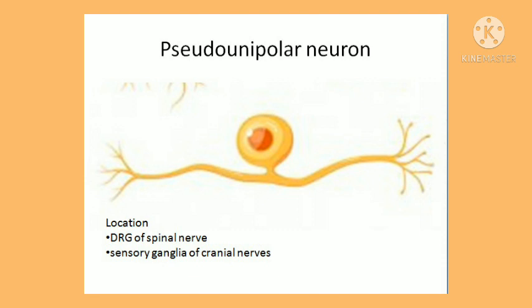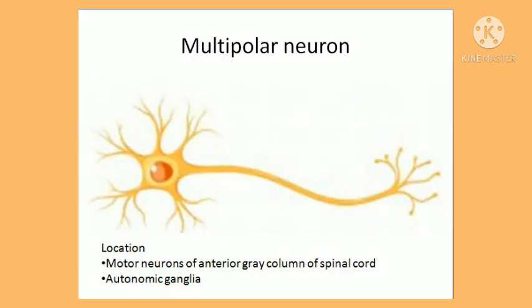The multipolar neuron has a single cell body and numerous cytoplasmic extensions. The short cytoplasmic extensions are called dendrites, and there is one long cytoplasmic extension called the axon. It is commonly located in the motor neurons of the anterior gray column of the spinal cord and autonomic ganglia.